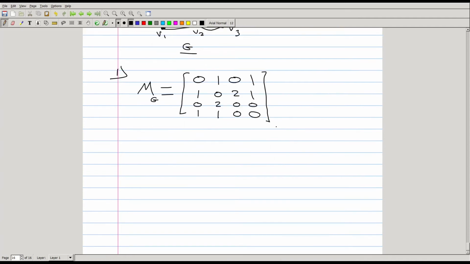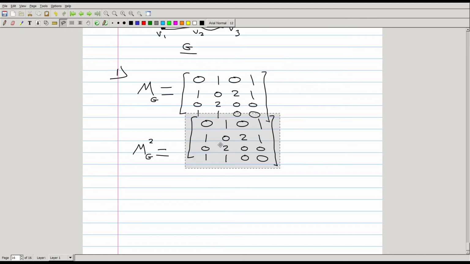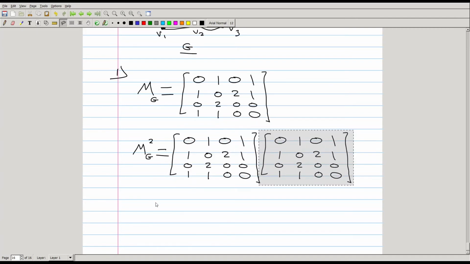To find the number of two-step walks between any two vertices, we have to look at MG squared, which is the matrix MG multiplied by itself. So the first row times the first column will give us a 2, the first row times the second column will give us a 1, and so on and so forth to get 2, 1, 2, 1, 1, 6, 0, 1, 2, 0, 4, 2, 1, 1, 2, 2.